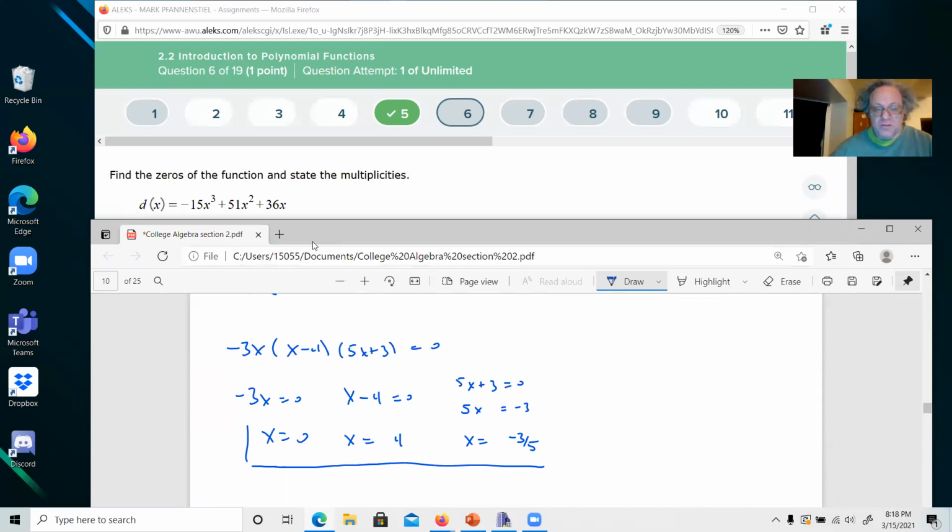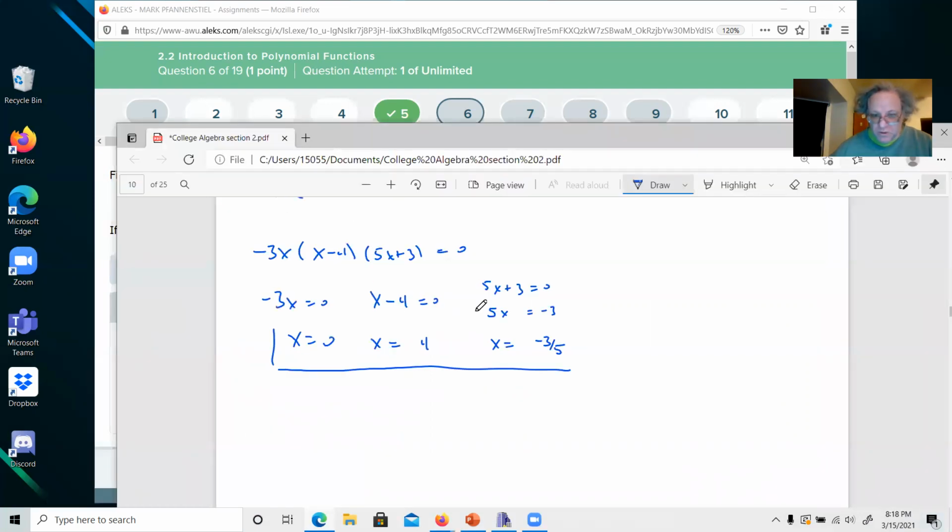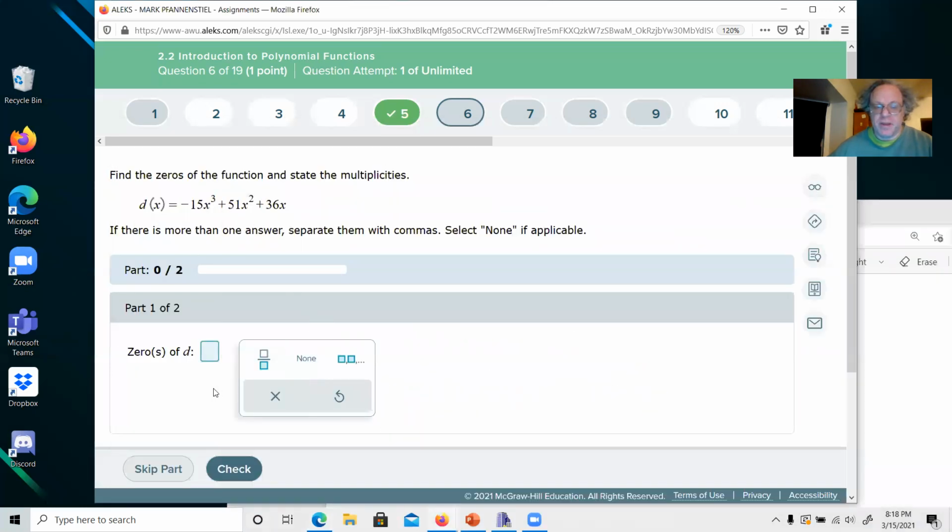All right, so those were our zeros. How many times did each one of them happen? We had a multiplicity of 1 here, so we'll look at the multiplicities. It's 1. This one is 1. This one is 1. Okay, so we'll go ahead and answer our question here.